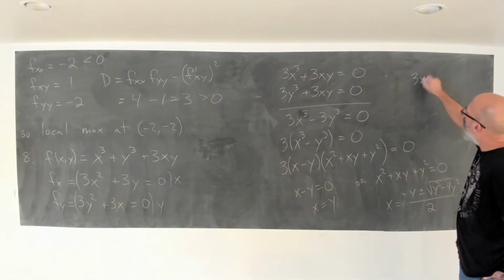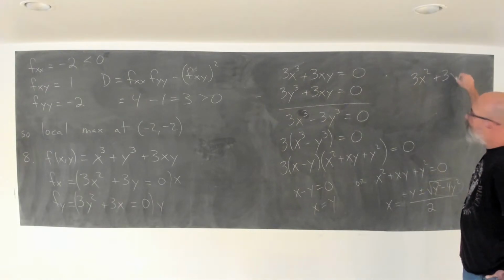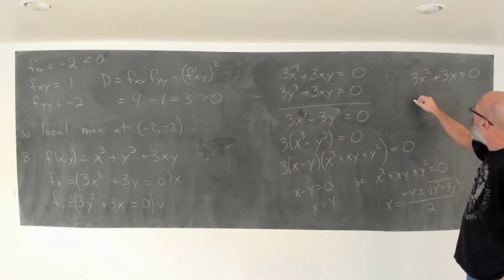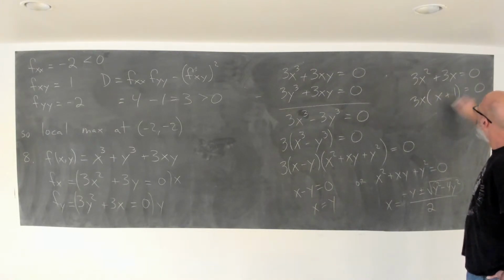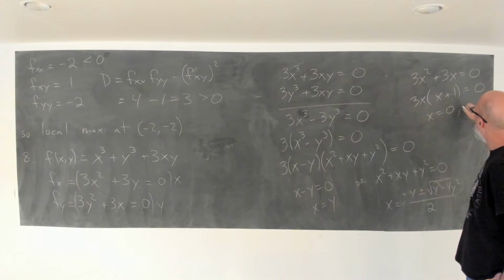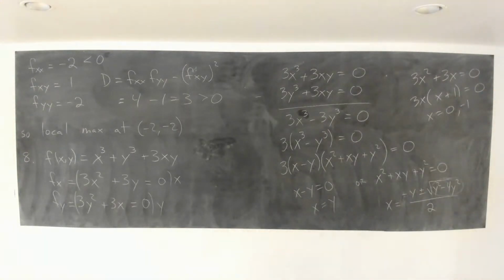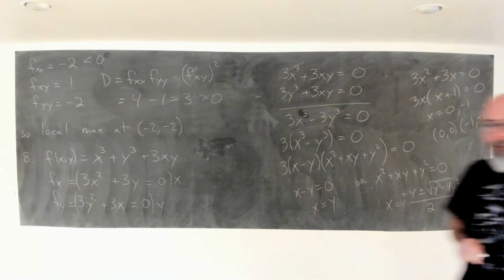In that case, we have 3x squared plus 3x is equal to 0. If we factor out 3x, we get x plus 1, and so x is equal to 0 or minus 1. So we have the two critical points, (0, 0) and (-1, -1).